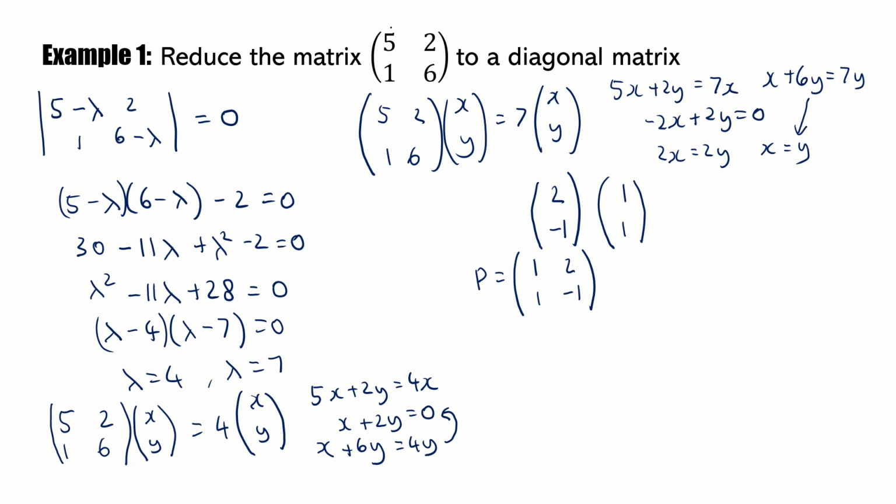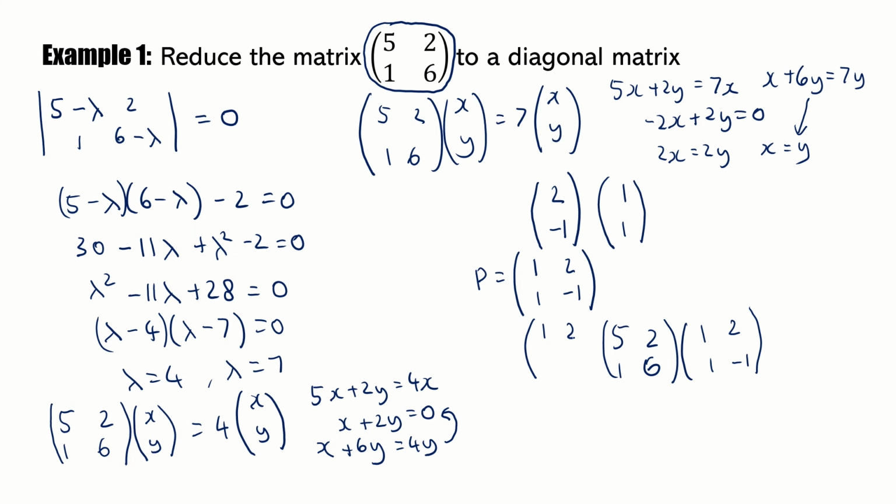Now all I need to do in order to reduce this original matrix to its diagonal form is to take that matrix, multiply it by this matrix P after it, and also multiply the front of it by the inverse of P. That will get us the diagonal matrix D. If we were to calculate that, that will get us (7, 0; 0, 4).